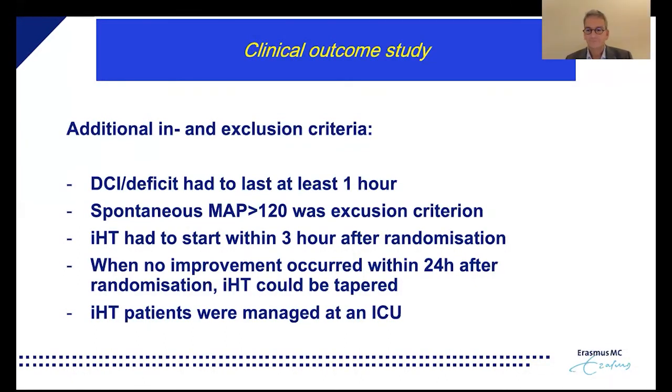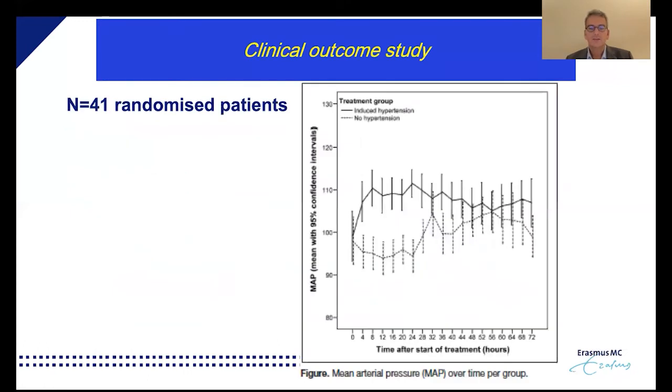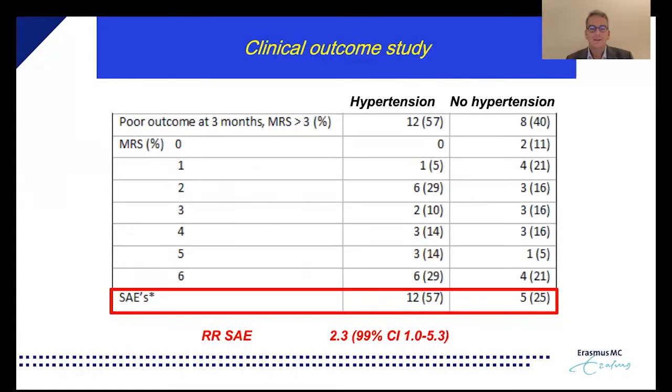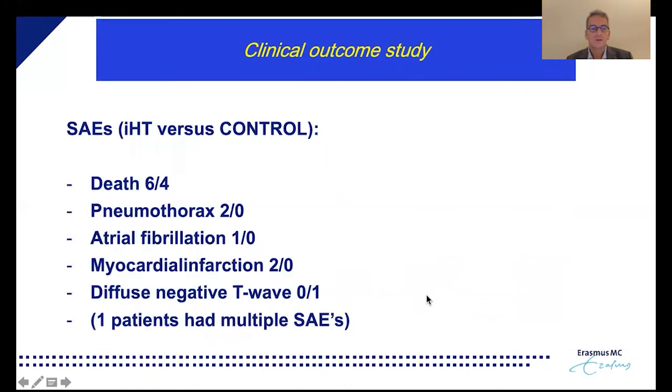And so again, we had a successful induction of hypertension. There were more severe adverse events in the intervention group, borderline significant: 57 versus 25% in the hypertension group. The serious adverse events were death in 6 versus 4 patients, pneumothorax in 2 of the patients in the intervention group, atrial fibrillation, myocardial infarction, and 1 patient had multiple SAH severe adverse events.